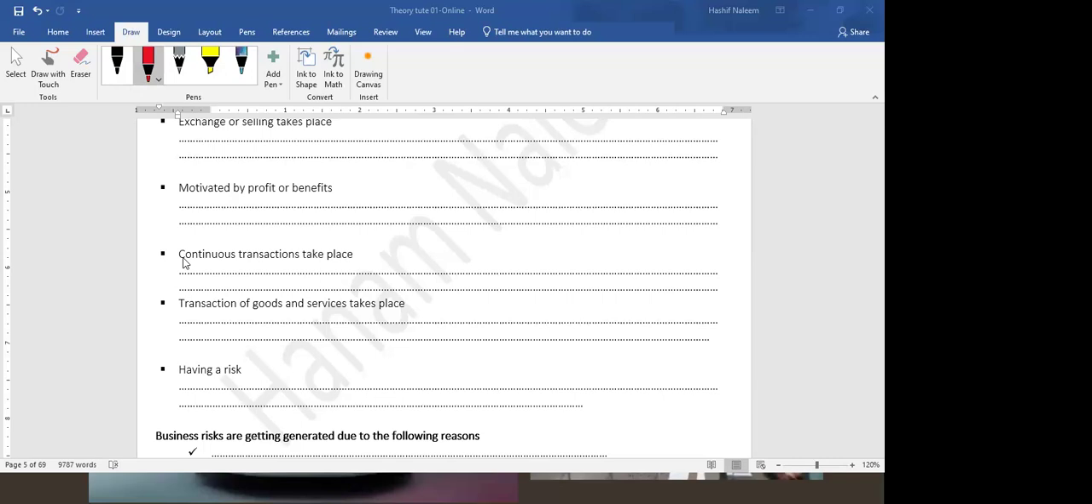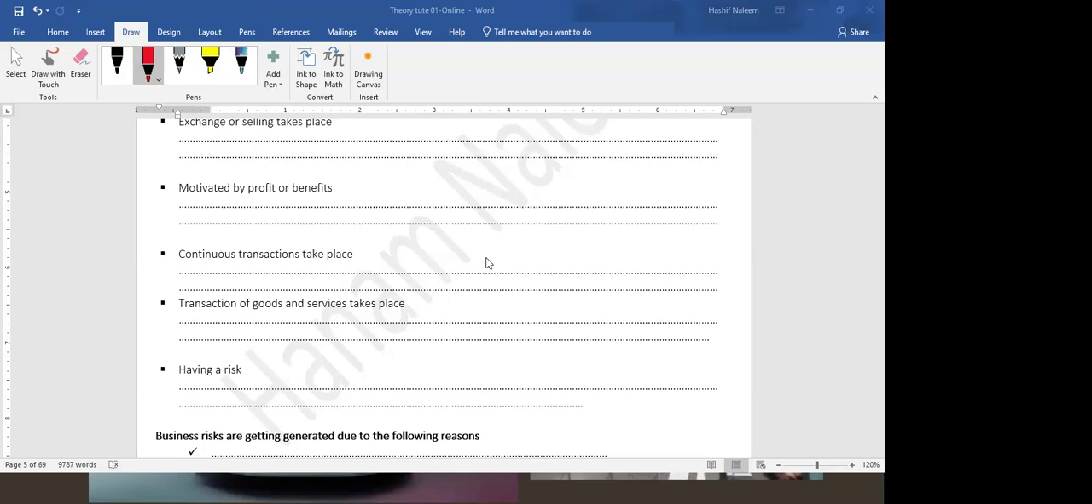It's just a transaction. For a business, it should have continuous buying and selling. Okay, so write an example. Selling a phone to a friend is not a business, since it does not have a recurring transaction.